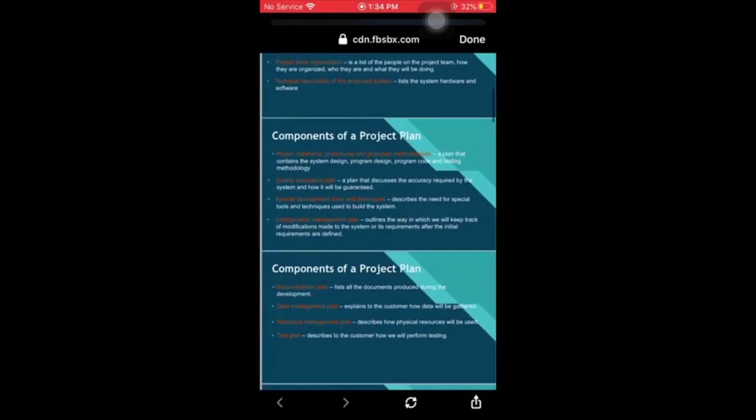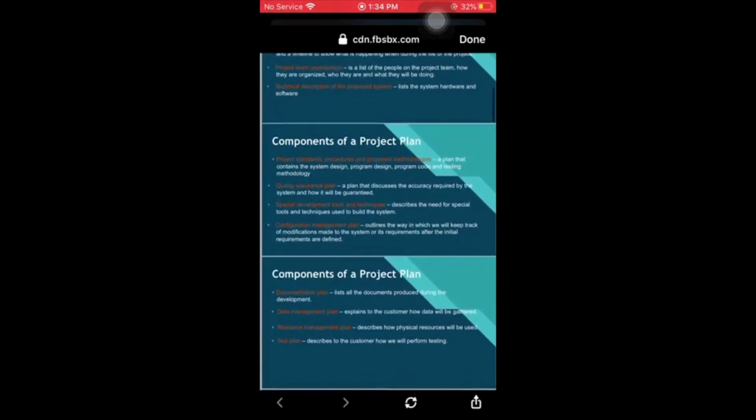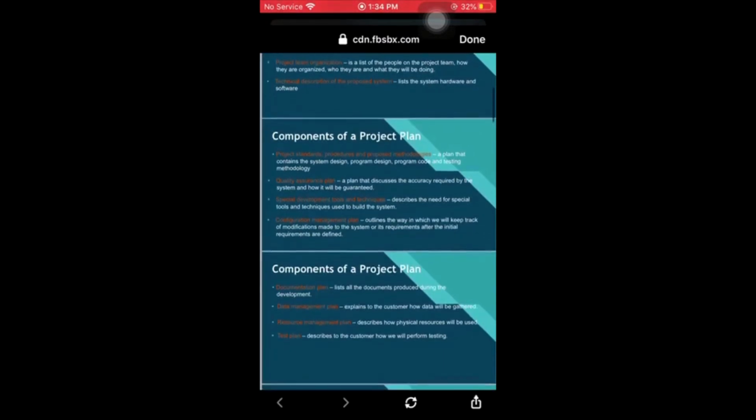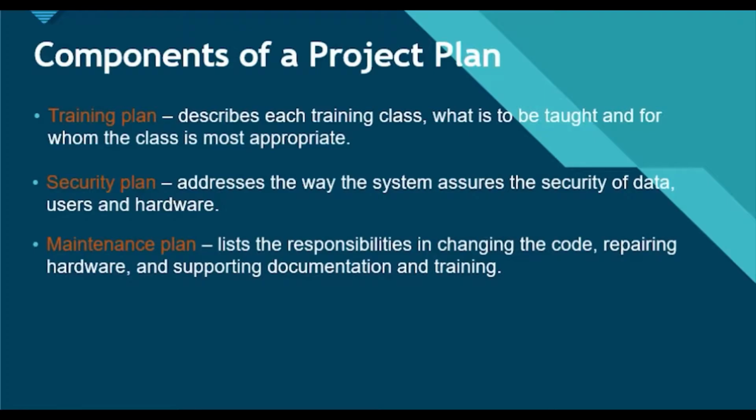Documentation plan: a list of all project documents produced during the development. Data management plan: explains to the customer how data will be gathered. Resource management plan describes how physical resources will be used. Test plan describes to the customer how we will be performing the testing.